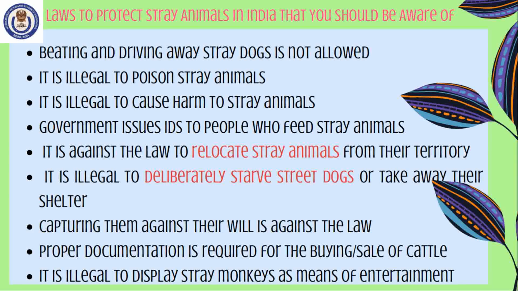And it is illegal to poison stray animals. It is a criminal offence to poison stray dogs under Section 11 of the Prevention of Cruelty to Animals Act of 1960. But there are thousands of stray dogs that are poisoned, which is not at all uncommon in India. It is also illegal to cause harm to stray animals. It is against the law to relocate stray animals from their territory. And this one happens very frequently.